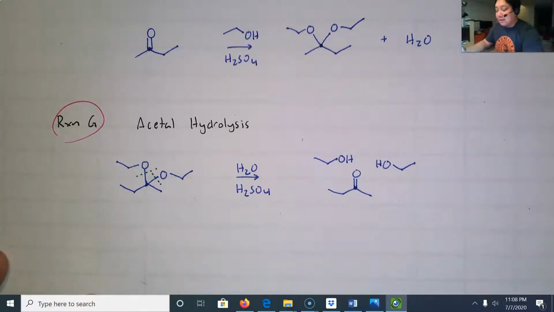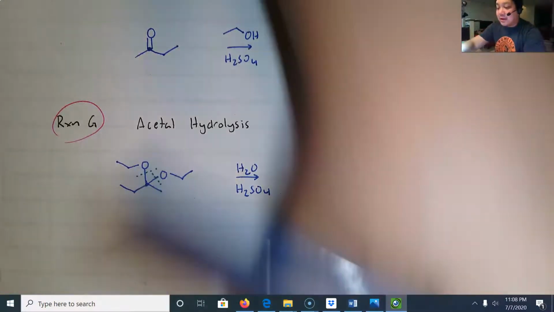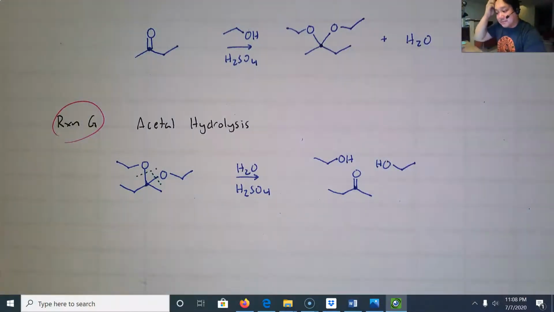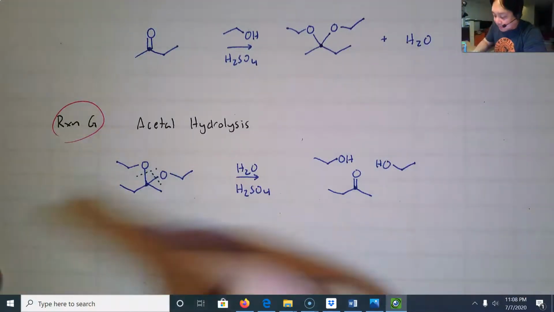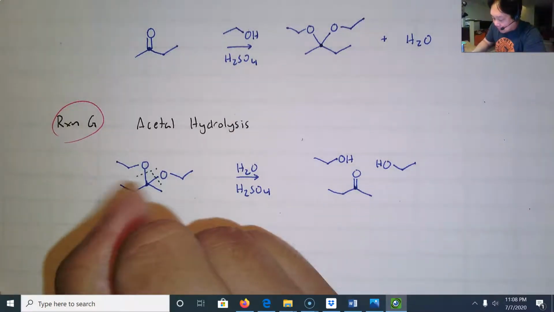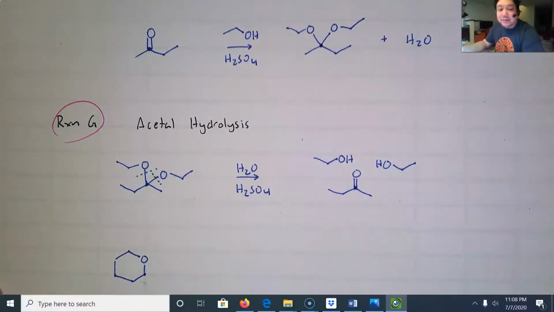Okay, let's go through a couple of other examples using this trick, all right? And I think I am going to show you the mechanism. Okay, so let's do one more example. Now this example is a little bit trickier because one of the alkoxy groups is part of a ring.